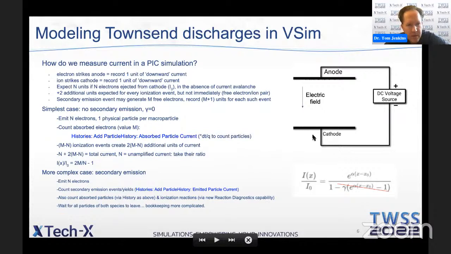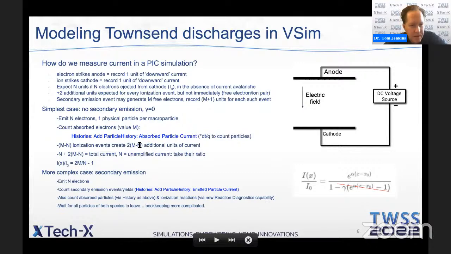Essentially what we'll do then is we will spit out some number of electrons from the cathode, and then we'll catch them at the anode and count how many actually got there. Generally speaking, we'll catch more than we spit out, and that will have to do with the ionization. So the difference of those two numbers is the number of ionization events that occurred. And we double that to get the total current.